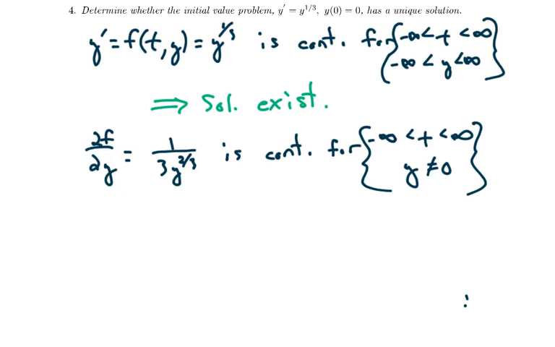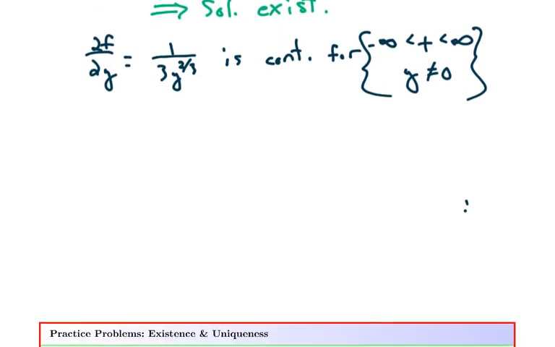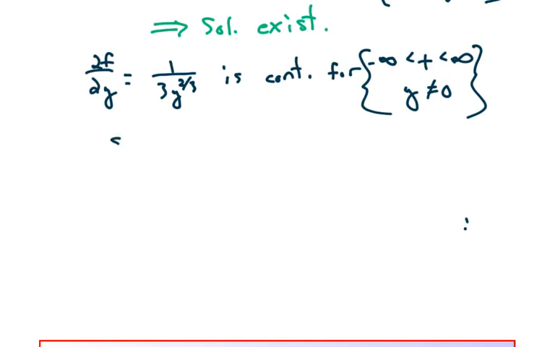And so that tells us that even though we found that a solution exists, we now know that since y cannot be 0, the solution won't be unique.